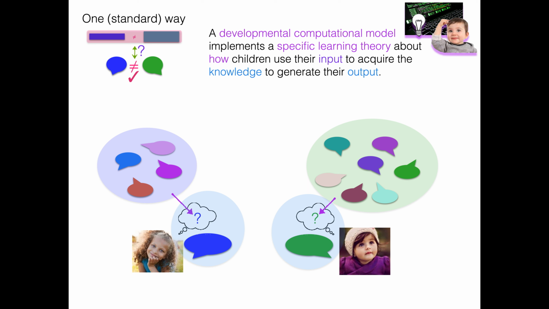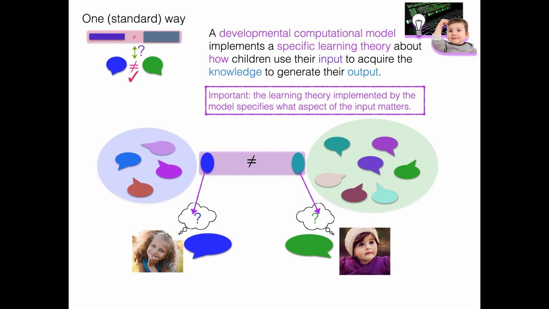And so because of this, the learning theory implemented by the model therefore specifies, it tells you as part of the theory, what aspect of the input to be looking at, what aspect of the input matters for developing that language knowledge. And so if we know what input part matters, we can target that part for intervention if needed, right? Great.